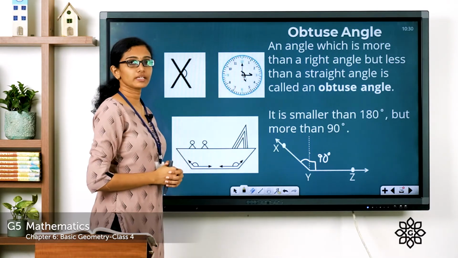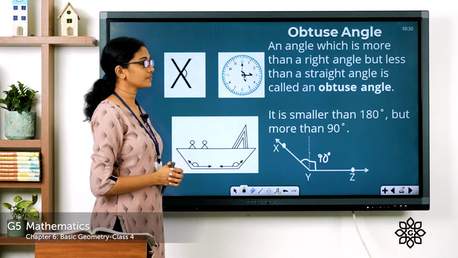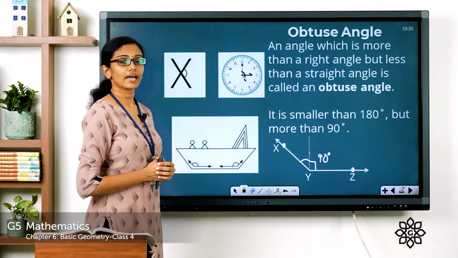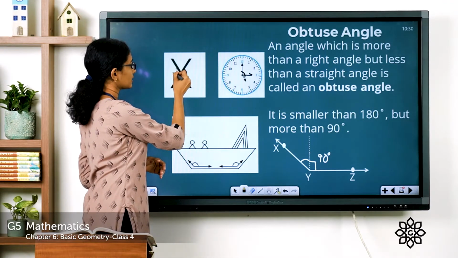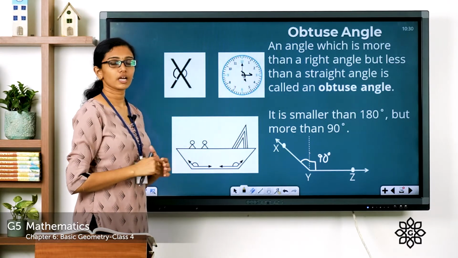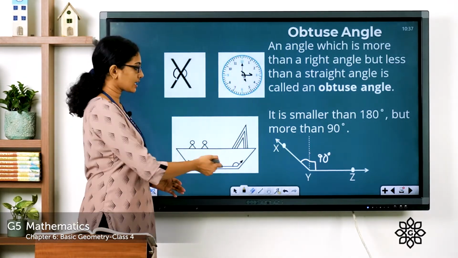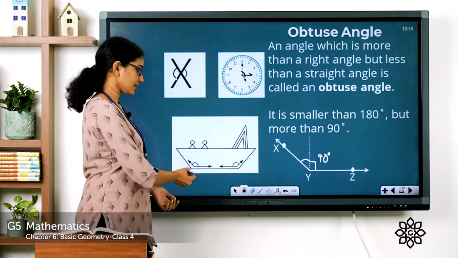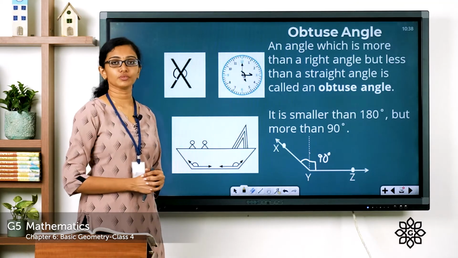So the angle between the hands would be more than 90 degree and it would be an obtuse angle. Same is the case with letter X here. The angle between here and here, those lines, it would be obtuse angles. Look at this board here. The angle between these two lines and these two lines would be more than 90 degree and hence obtuse angles.